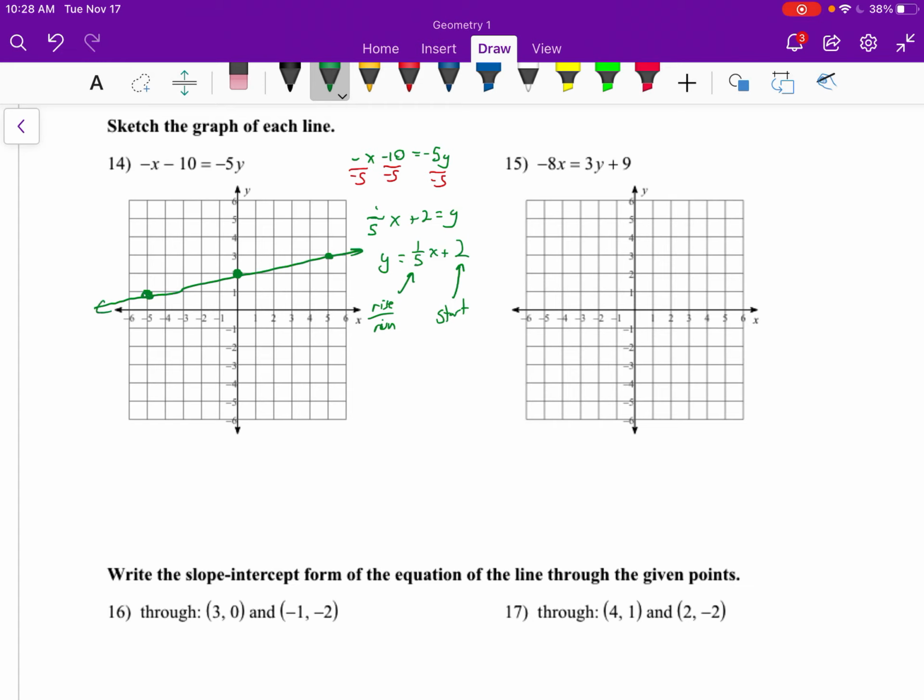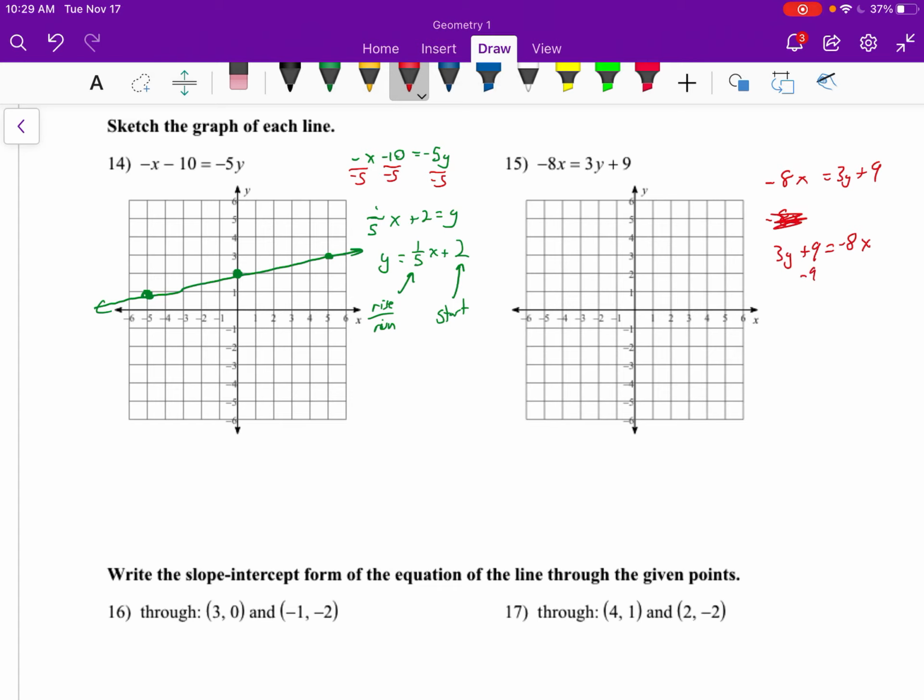And the next one, similar. We got -8x equals 3y plus 9. I'm sorry, I wrote that incorrectly. Let's go ahead and subtract 9 from both sides. Actually, what I'm going to do is just flip this whole thing. So 3y plus 9 equals -8x. Because we're used to the y being on the left side.